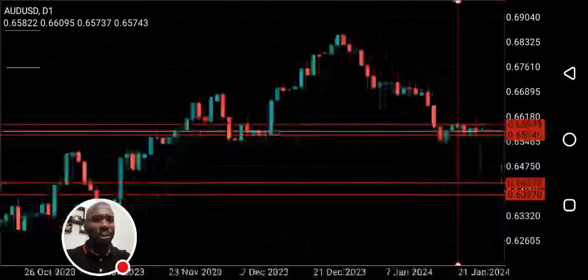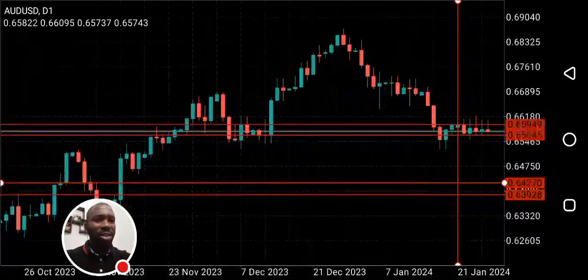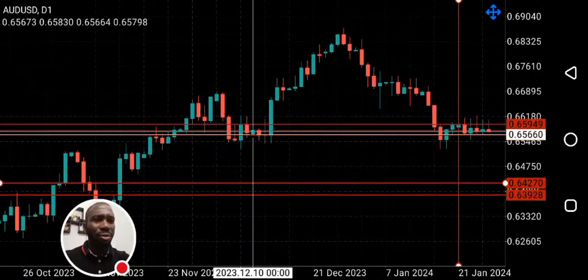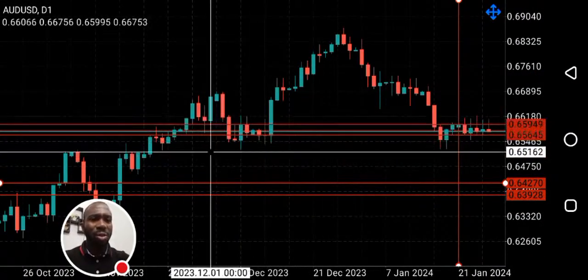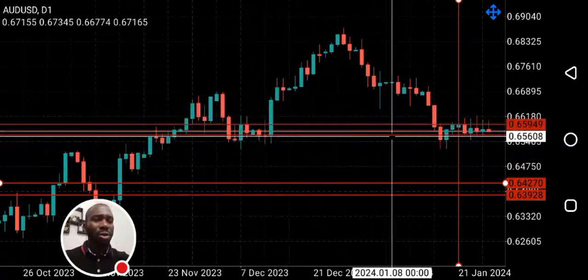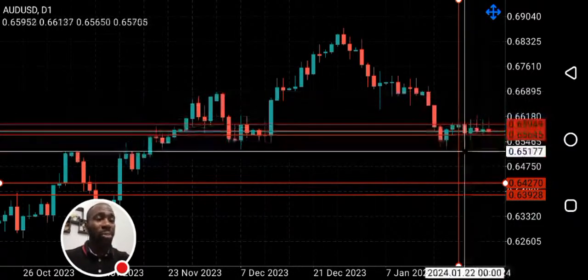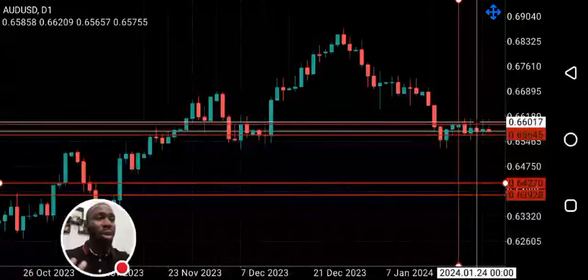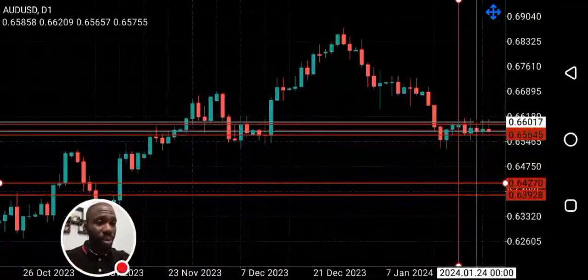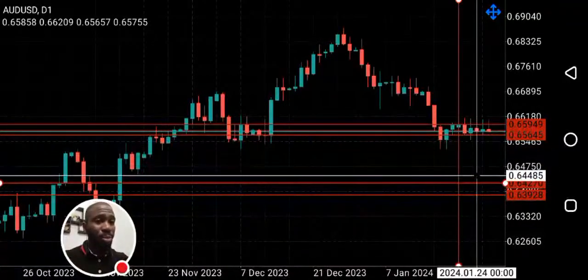Based on what we have on daily, you can see price is currently at a support level. If you go back here, you would see that it was a support level. So it's possible price can pull back. It's possible that support will hold, and it's possible that support will be broken.